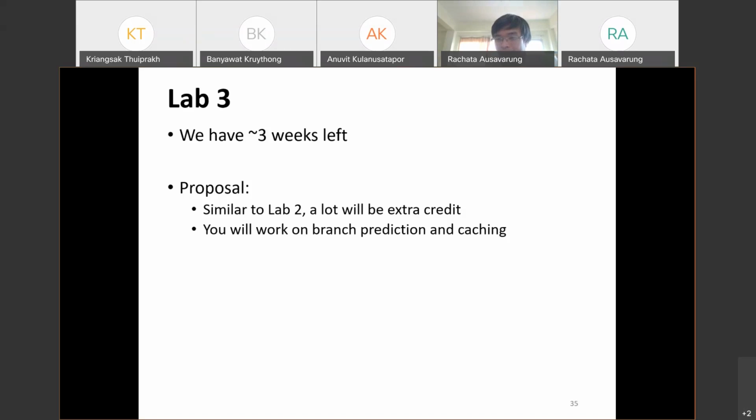Does that clear up the question? Basically, if you're doing the stalling, wait until write back. Otherwise, wait until the earliest point that you know the data and forward it back. All right, cool. Any other questions?